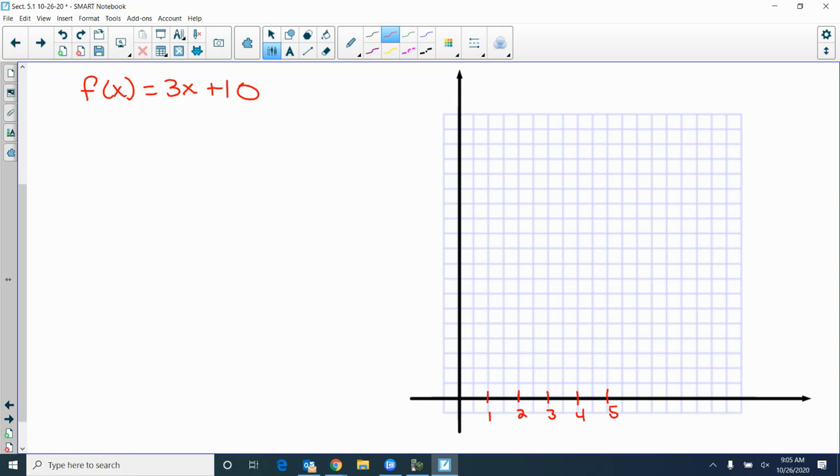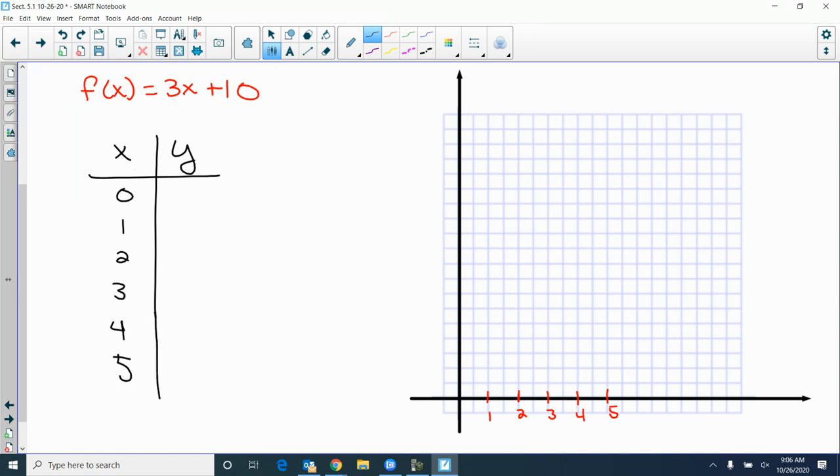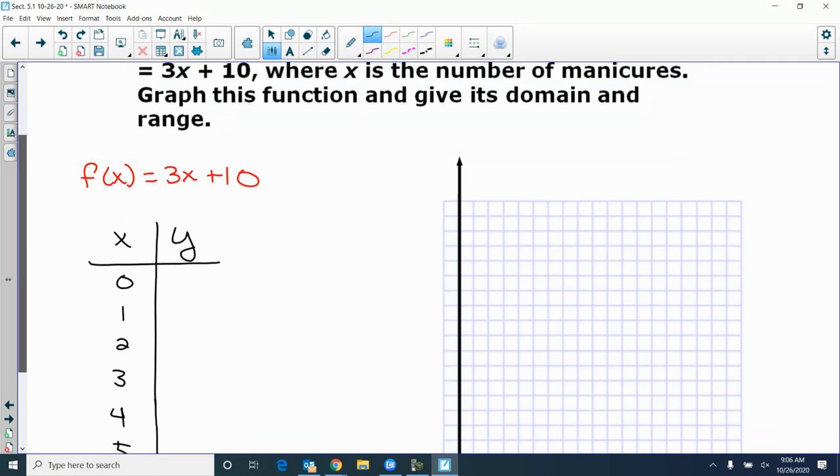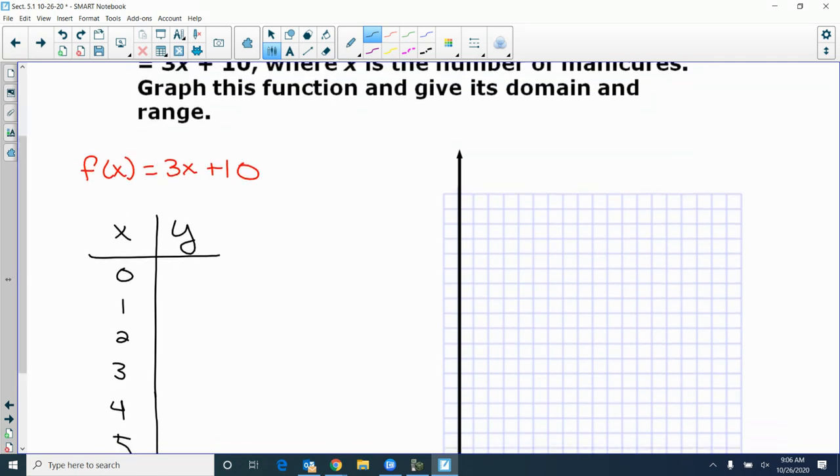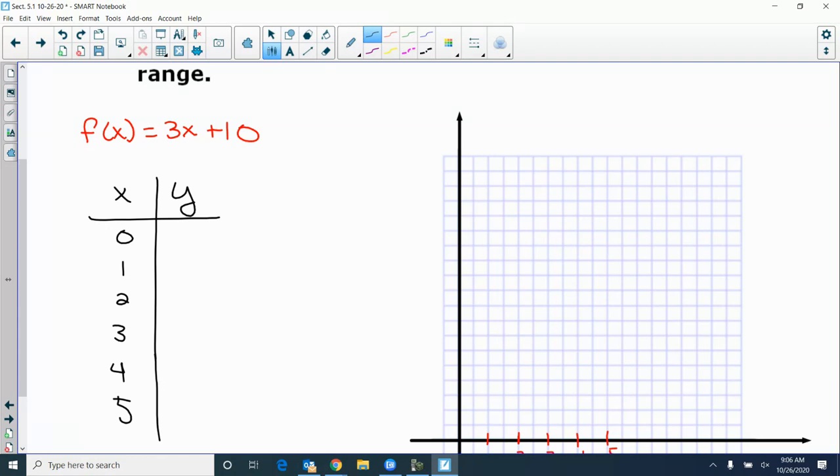Basically, you could end up with 0. You could have a really, really bad day and give 0 manicures. But the x's we want to plug into our function will start with 0, 1, 2, 3, 4, and 5. All right, substitute those in. See what your y value comes out to be. So make that chart. Use your calculator if you need to.